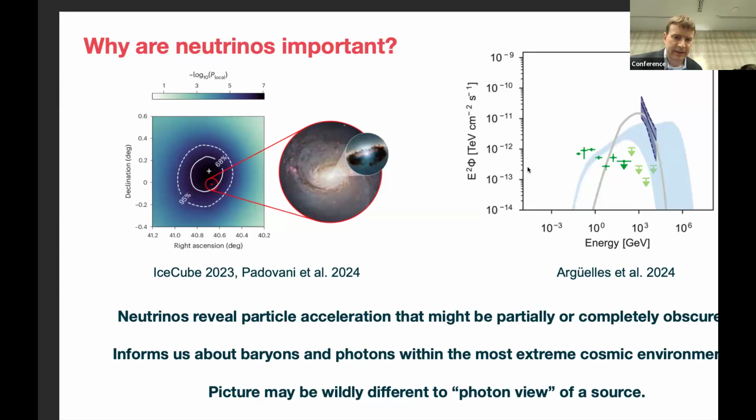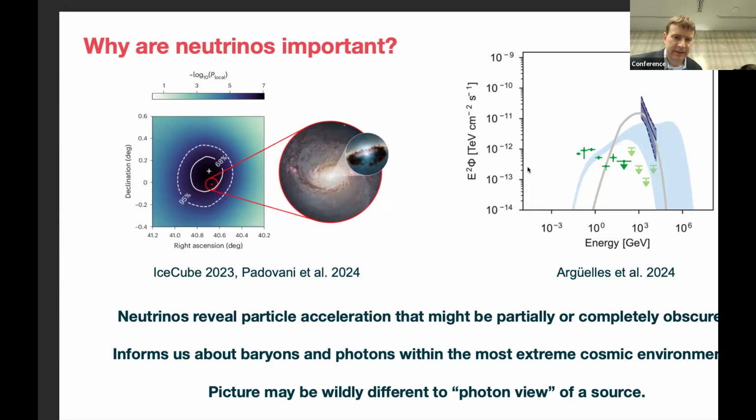And that's really what neutrinos allow you to do. They provide this absolutely unique window into the most extreme astrophysical processes that go on. We've been hearing a lot about how difficult it is to model AGN. If only you had a way to look right into the center and see what the intrinsic spectrum was, that's what neutrinos offer you. And as I said, it can be really wildly different to what you would see if you just looked in photons.